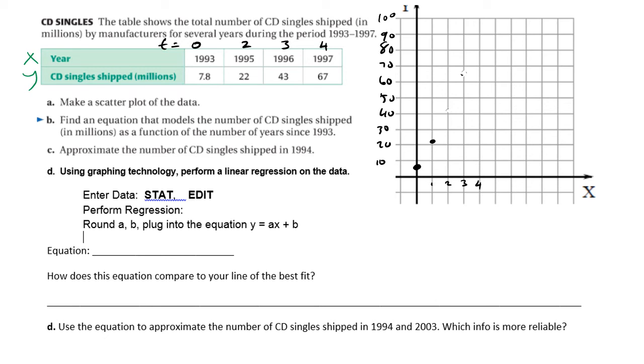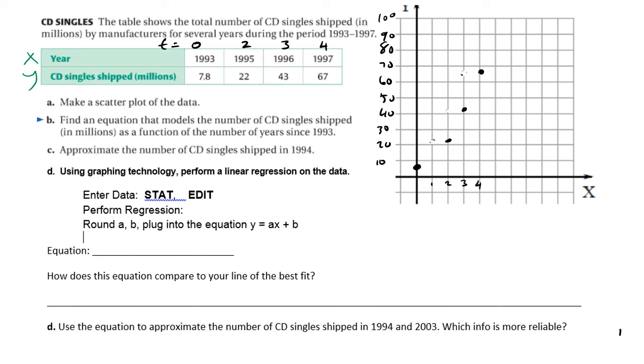It looks like we did some of the points incorrectly. Let's start over. When t is 0, it's 7.8. When t is 2, it's 22. 2 will be 22. It's right here. And 3 would be 43. That would be right here. And 4 would be 67. I will put 67 over here.